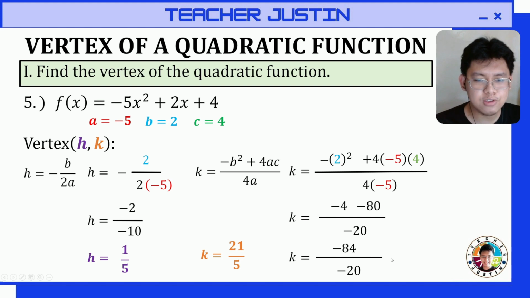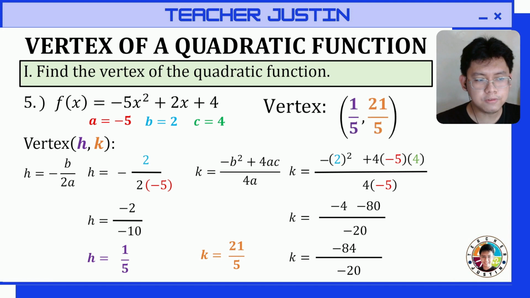So, nakuha na natin yung ating h and k. So, yung vertex natin is located at 1 over 5, 21 over 5. And that's it. Ta-da! Alright.